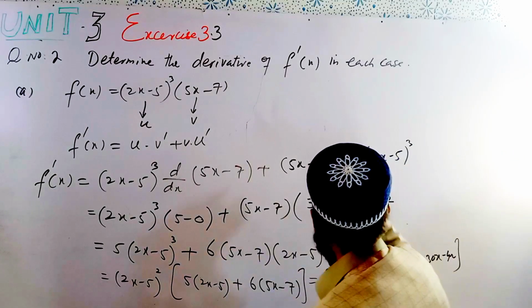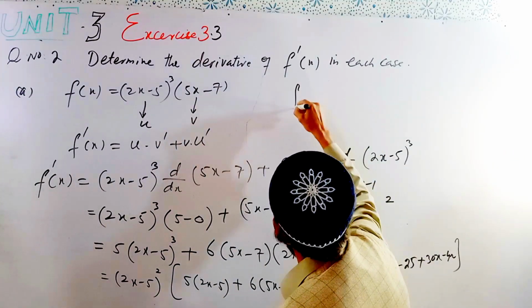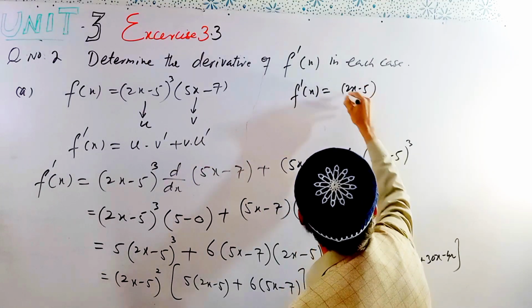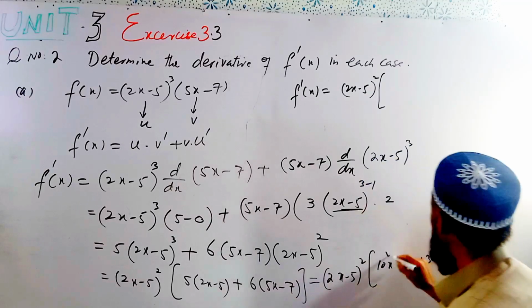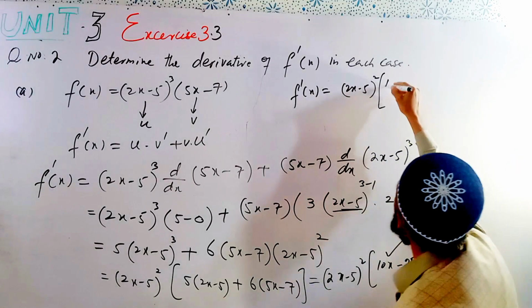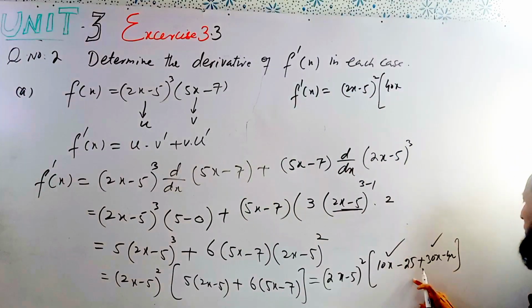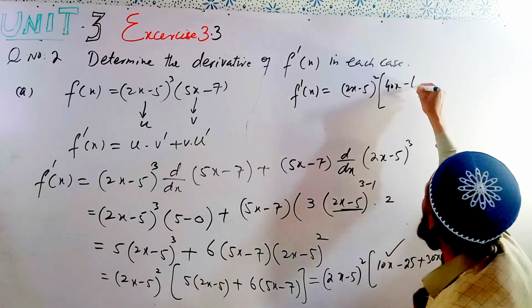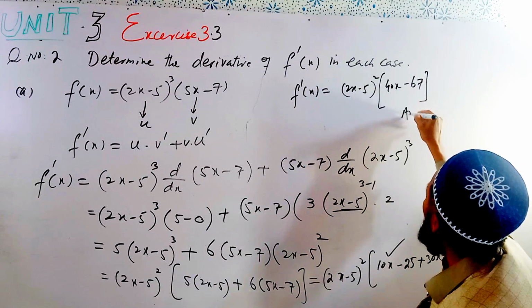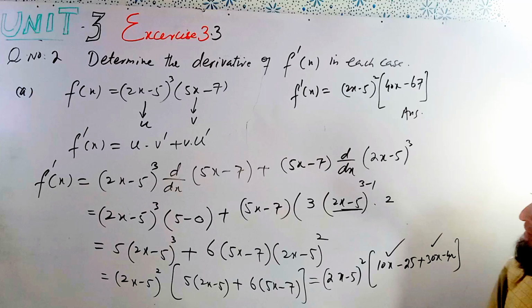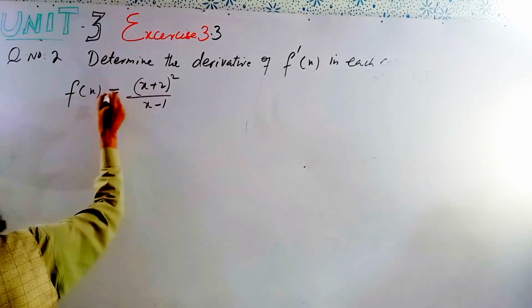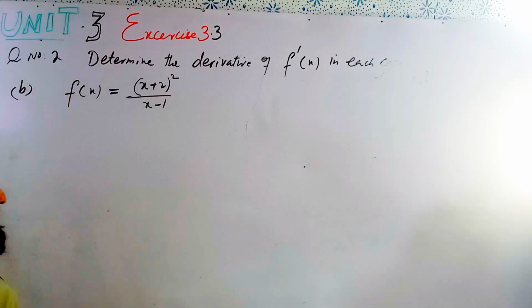Then we can write f dash x is equal to (2x minus 5) whole square times (10x plus 30x, that is 40x, minus 25 minus 42, we get minus 67). So 40x minus 67 is the answer of the first part, using the product rule.